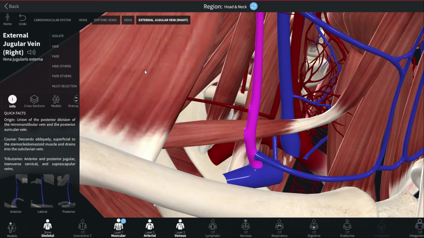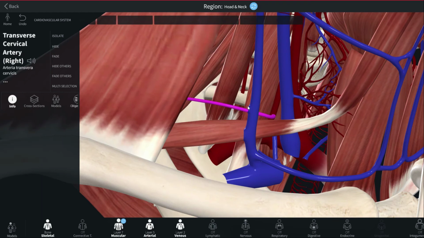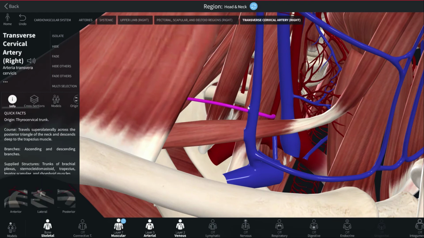So these are all branches from the subclavian artery. For example, this is the transverse cervical artery. It is essentially a branch of the thyrocervical trunk, which is a branch from the first part of the subclavian artery. So these are indirect branches from the subclavian artery, and we will learn about these all when we talk about the subclavian artery in our later discussions.